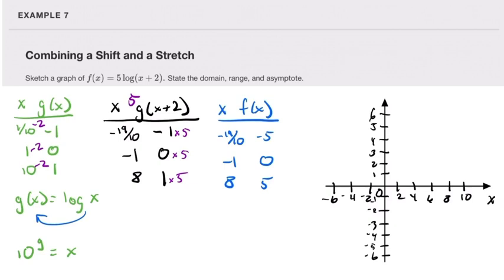Normally the vertical asymptote would be the y-axis. But since we moved it left by 2, now the vertical asymptote is going to be at -2.